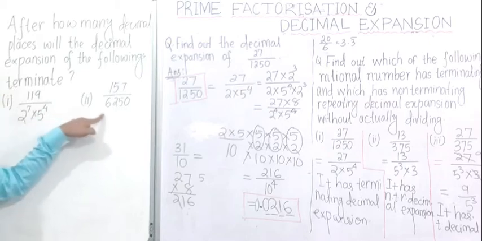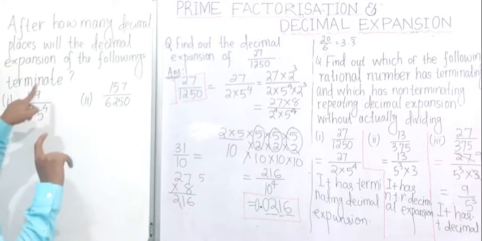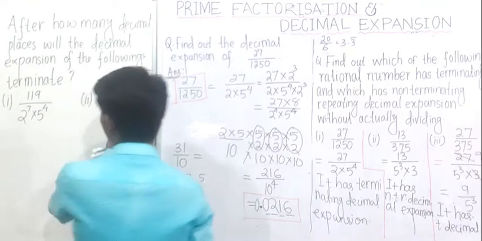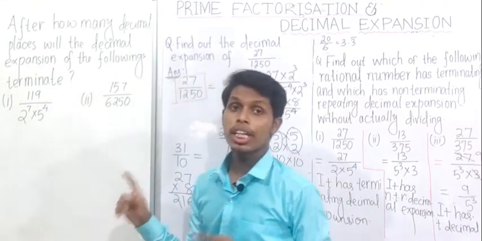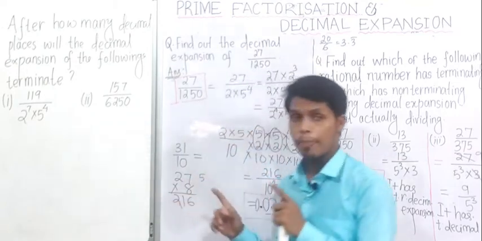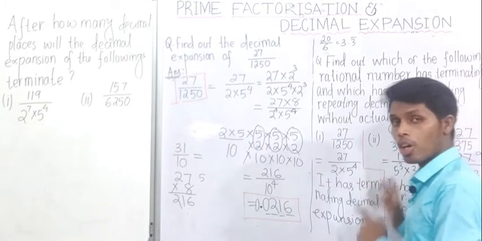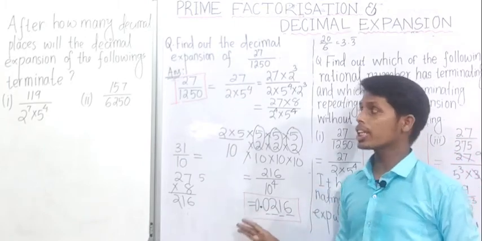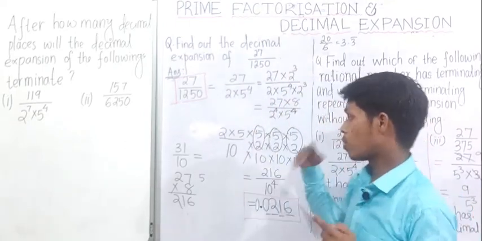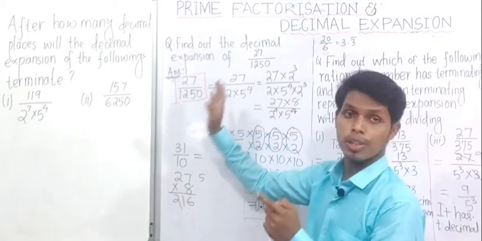Okay, there are two questions given here and we need to say after how many decimal places each will terminate. Obviously it is given that the decimal expansion of these two will be terminating. See, in the first type of question you had to check which is terminating and which is non-terminating repeating. In the second type of question you had to find out the decimal expansion. No need to check, you have to directly say what is the decimal expansion of the rational number.